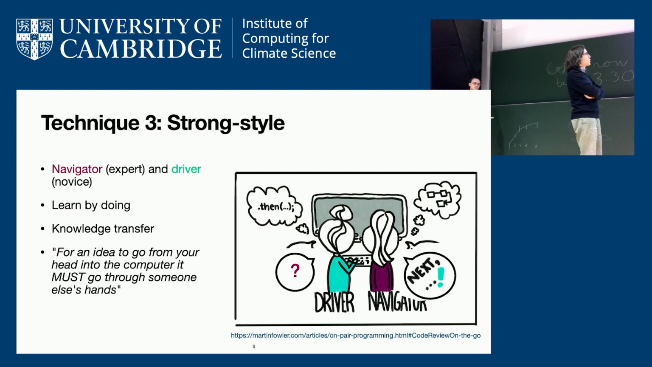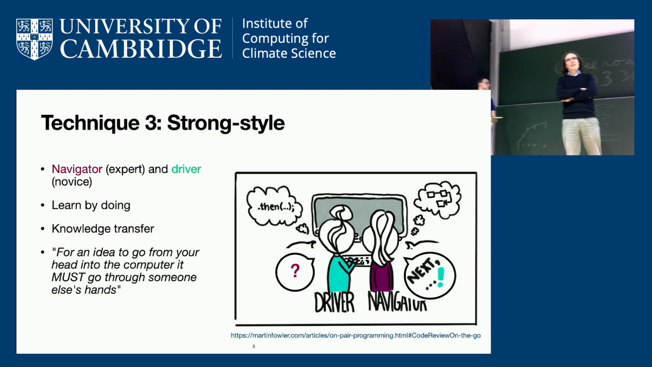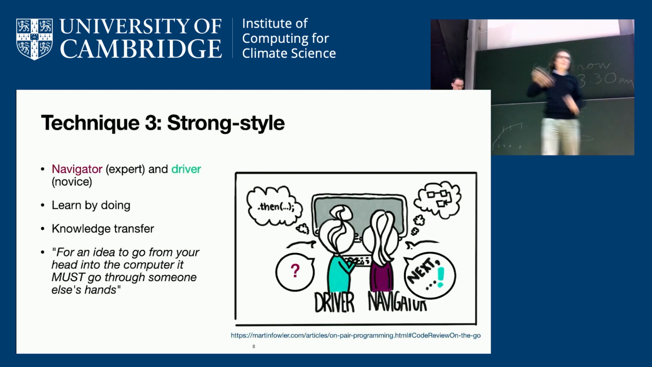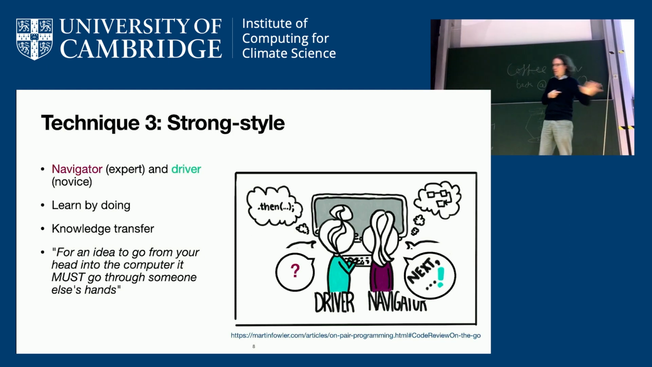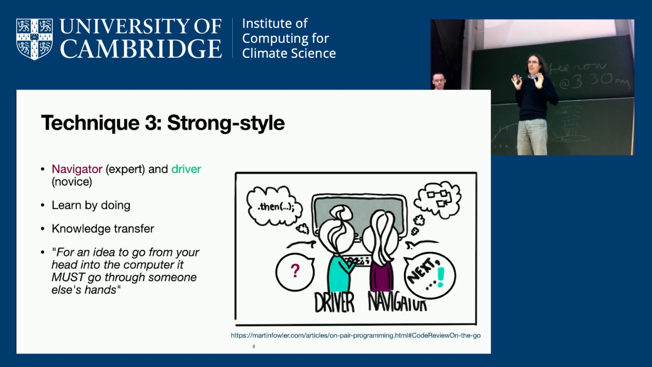There's this maxim that for an idea to go from your head into the computer, it must go through someone else's hands first. So you're verbalizing as the navigator exactly what to do, like, okay, make a two-dimensional list comprehension, and you should go from row 1 and row 2, you can get them out of this zip iterator, blah, blah, blah. It's a more intense version of driver navigator because you're verbalizing so much stuff. It's like you're teaching someone, but you're not writing code yourself.